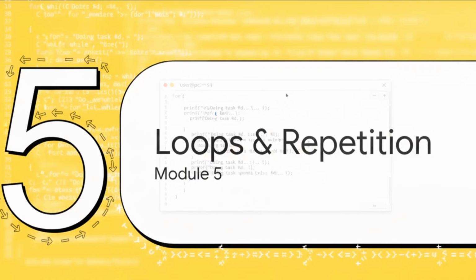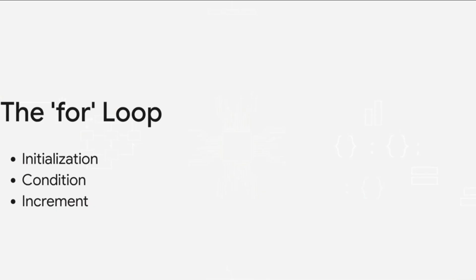Finally, Module 5, Loops and Repetition. We've reached the final building block. We can store data, run math, and make decisions. Now, let's introduce repetition, for when we want the computer to do what it does best: repeat mundane tasks incredibly fast without breaking a sweat.